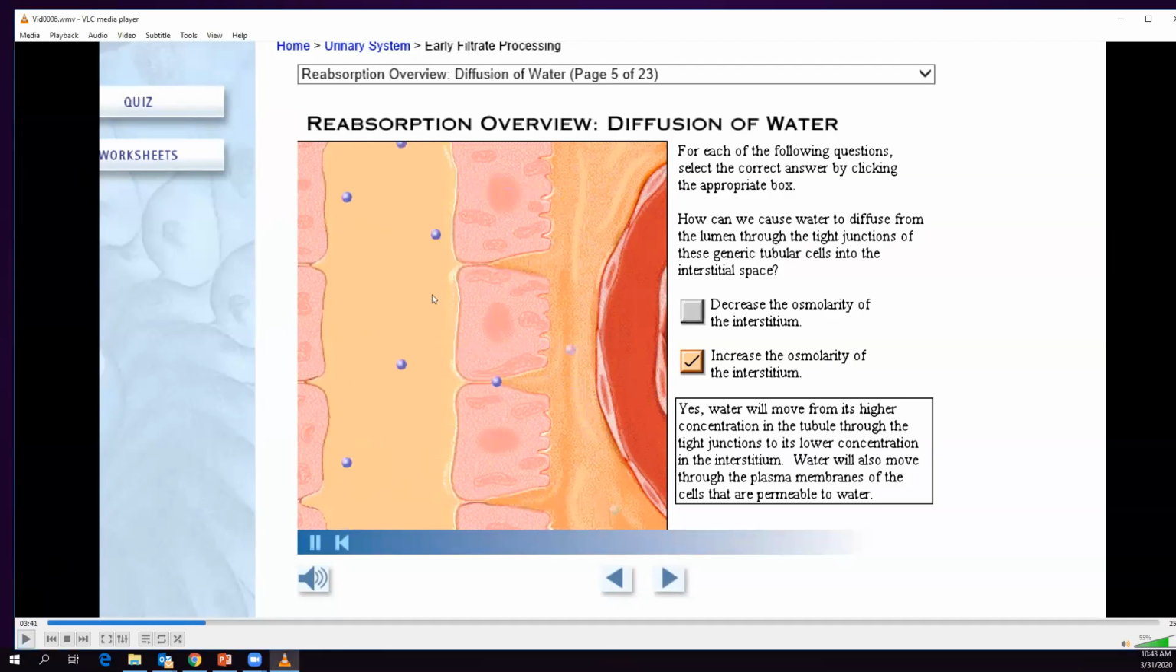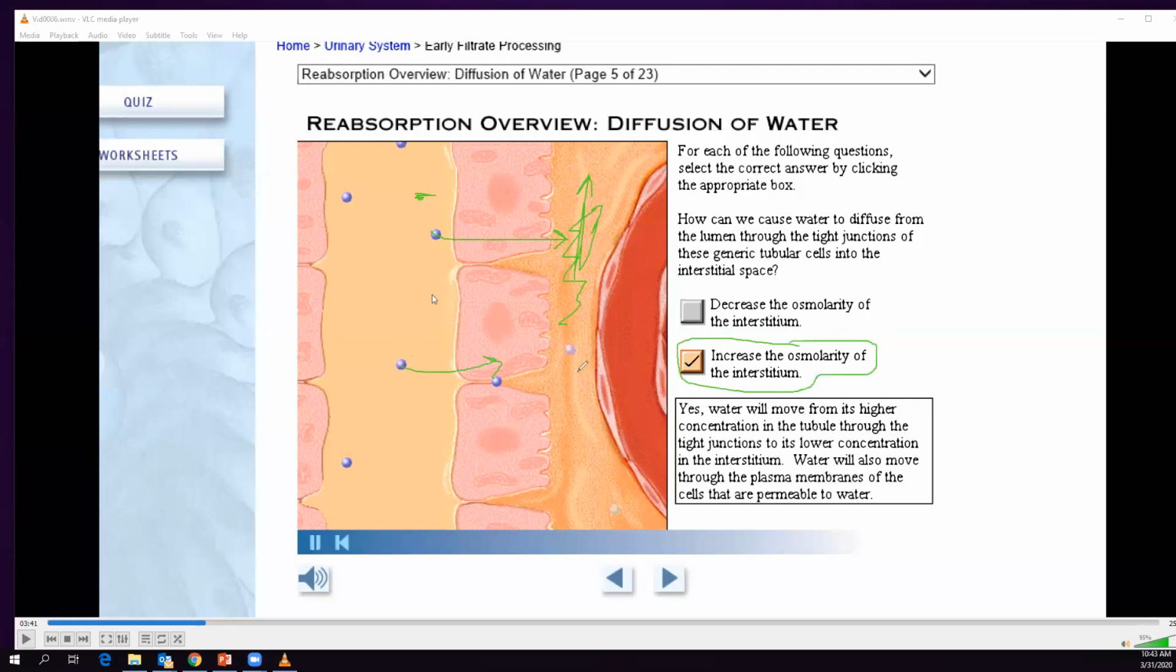Okay, so here's what we have to do in this situation. If we want to absorb water, we need to make the interstitium outside of the tubule cells more concentrated. So higher osmolarity, because remember, water is going to go from dilute to concentrated. So we need to make it more concentrated than this over here so that water will want to go this way. Okay, so that's what we're looking at. Increasing the osmolarity of the interstitium means make this interstitial fluid out here more concentrated.